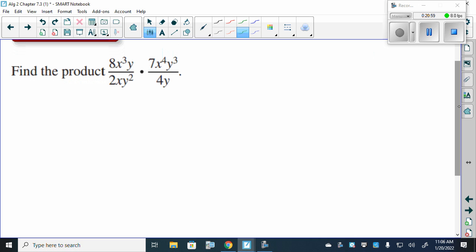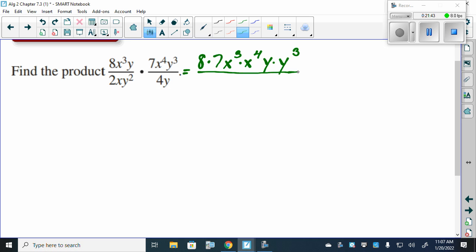So this here, we're going to find the product of these two here. And whenever we multiply two rational expressions, we multiply straight across. So looking at this here, we have 8x to the third y on top, and we also have 7x to the fourth y to the third. So the first thing we can do is multiply the numbers together, 8 and 7. Then we would be multiplying x to the third times x to the fourth, because they are like bases. And then we would also be multiplying y and y to the third.